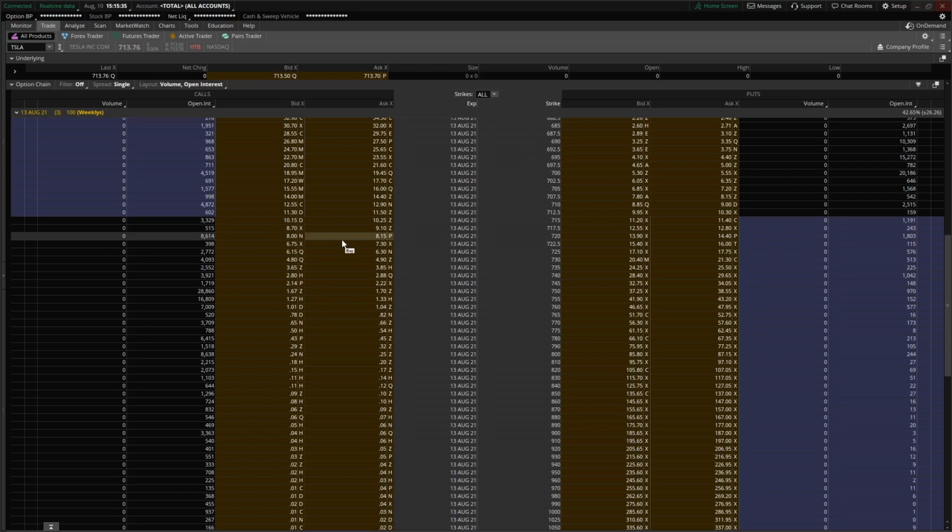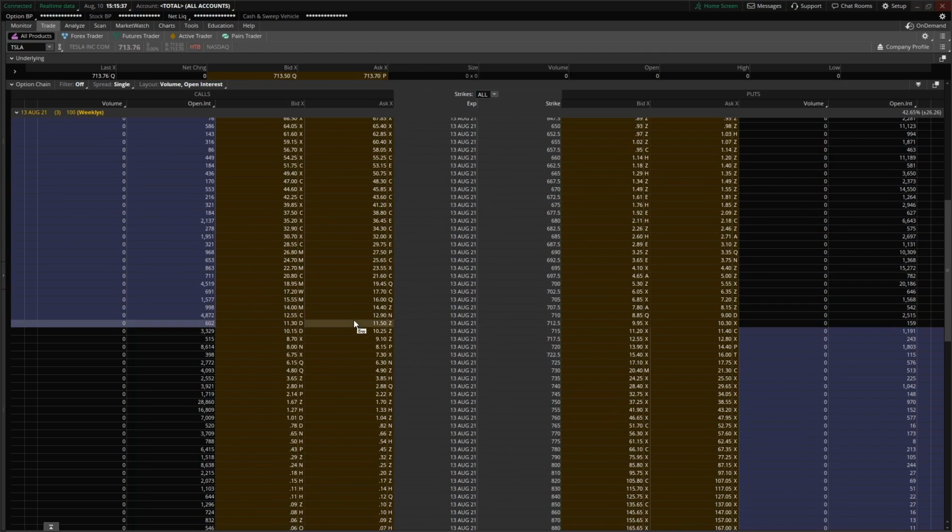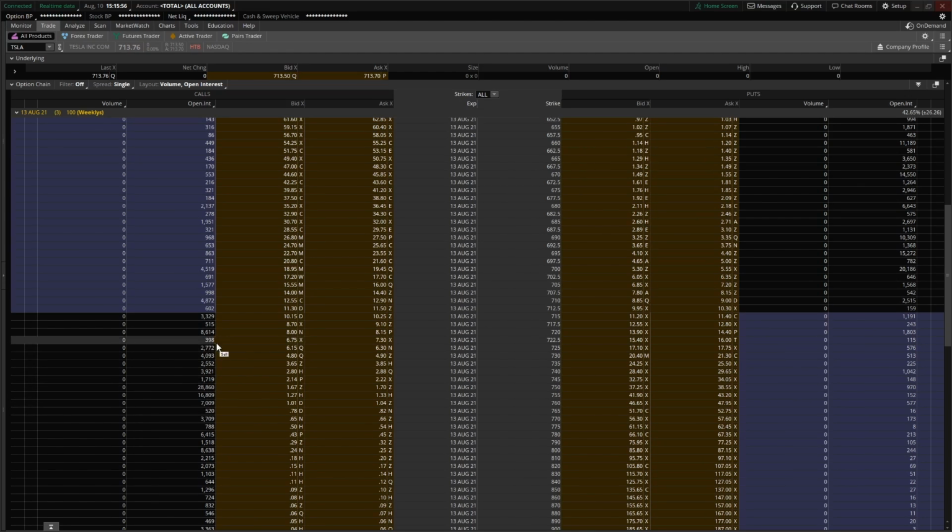For calls, in the money just means everything over here on the blue side. Everything here is black and everything here is blue. So everything within the blue section is considered in the money, and everything in the black section is considered out of the money. That's the more layman way of seeing it, so it's a little bit more straightforward in that sense.